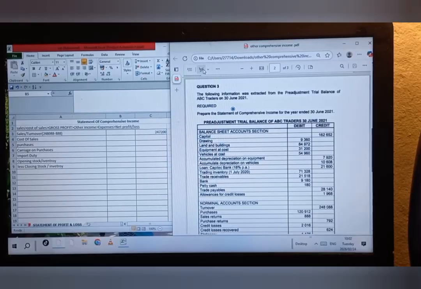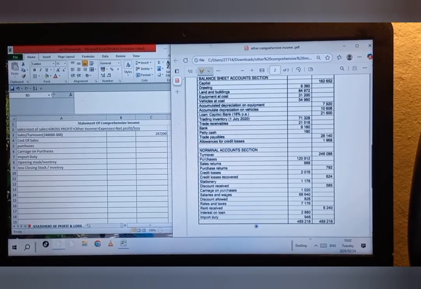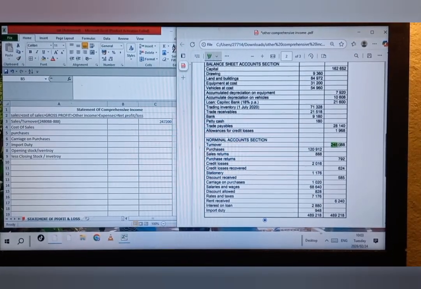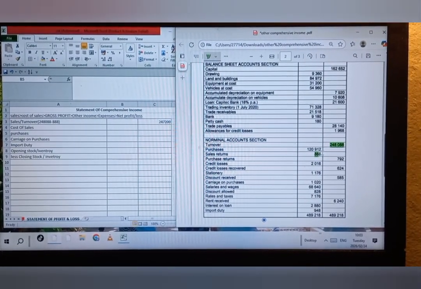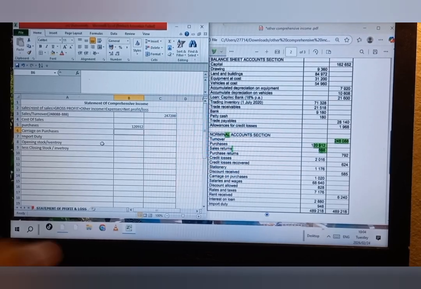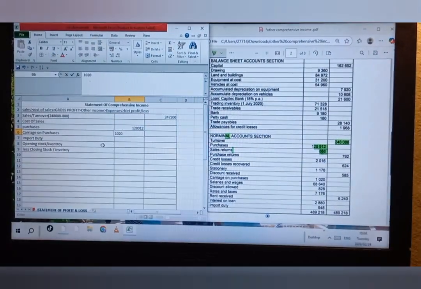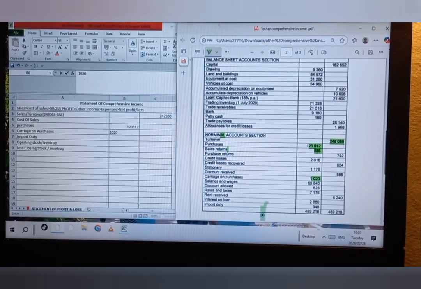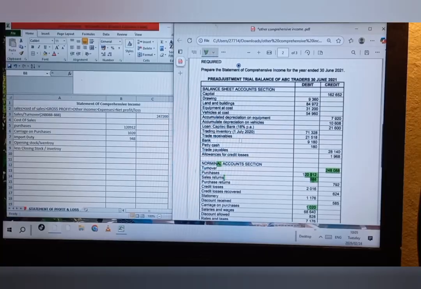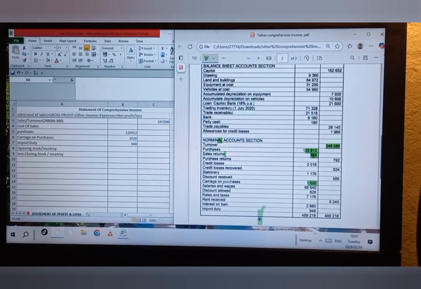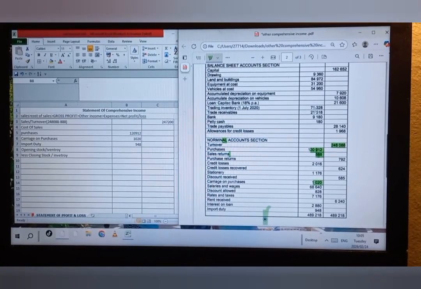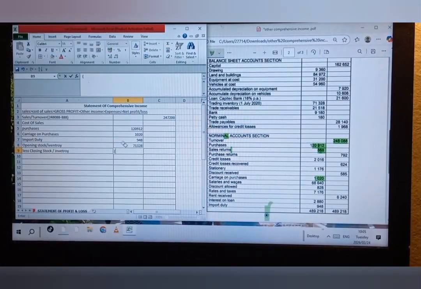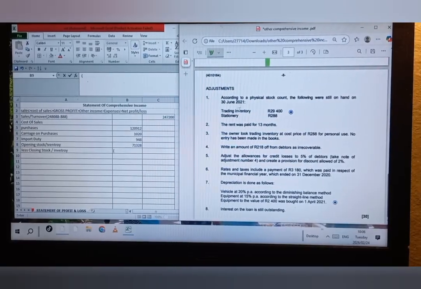It's so easy whenever you use your highlighter because you will see what adjustment you have captured or not. We've already used our sales. We've already used our sales returns. Carriage on purchases, guys, is 1,020. Import duties is 948. Opening stock, you take it from the trial balance. Trading inventory 1 July 2020 is 71,328, minus closing stock. It's given in our additional information.